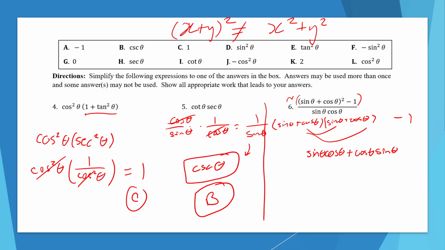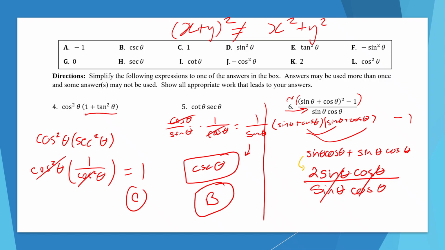And so now we can simplify this numerator to give us sine times cosine plus cosine times sine. We can rearrange the order, right? Let's just write this as sine times cosine. And then it's 2 of the same thing. So this is 2 times sine theta times cosine theta. And now let's put it all over our denominator, which is sine theta cosine theta. And here you can cancel those out to just give us 2. So K should be the correct answer for number 6.